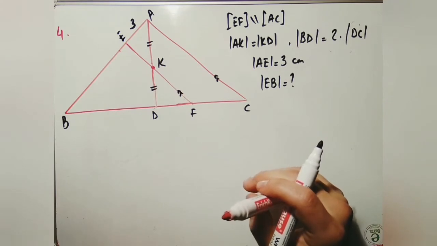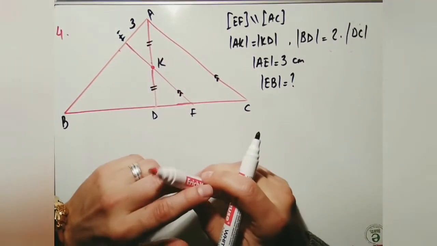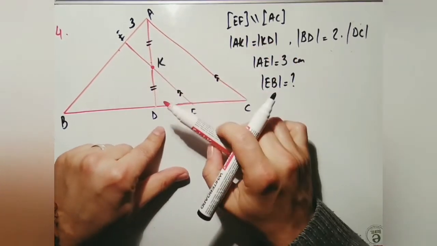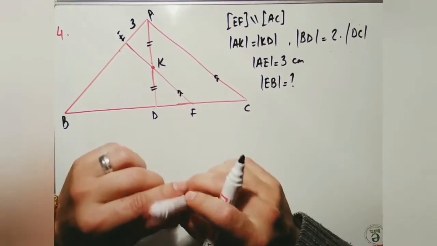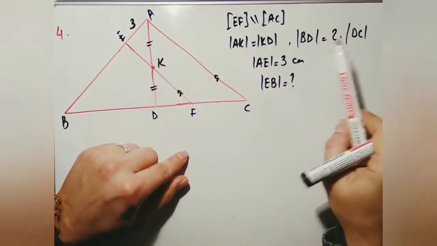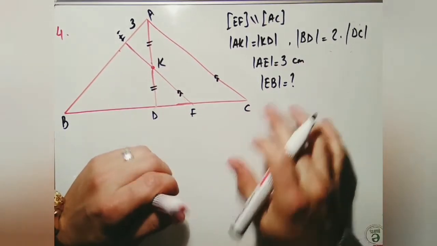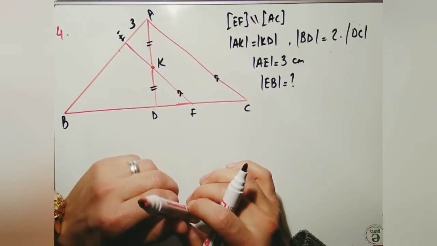Okay, question 4 says side EF is parallel to side AC. AK is equal to KD, so K is the midpoint of line segment AD. BD is 2 times greater than DC, and AE is 3 centimeters. We are going to find the length of EB.